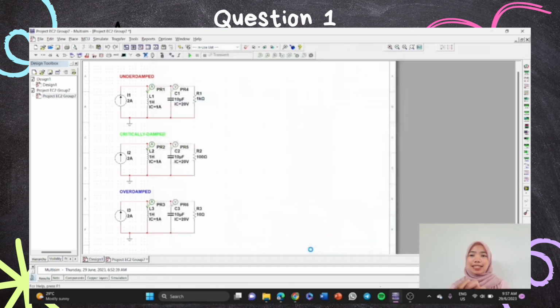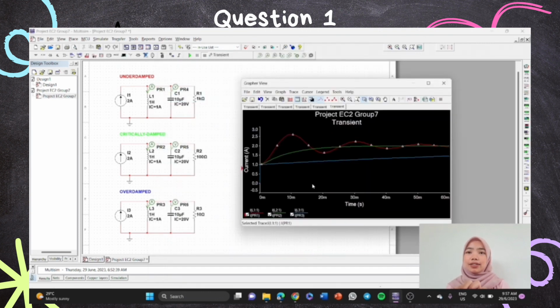Okay, as you can see, this is the transient response for current through the inductor versus time. The same goes for the voltage graph. The critically damped response reaches the steady state value faster than the others.